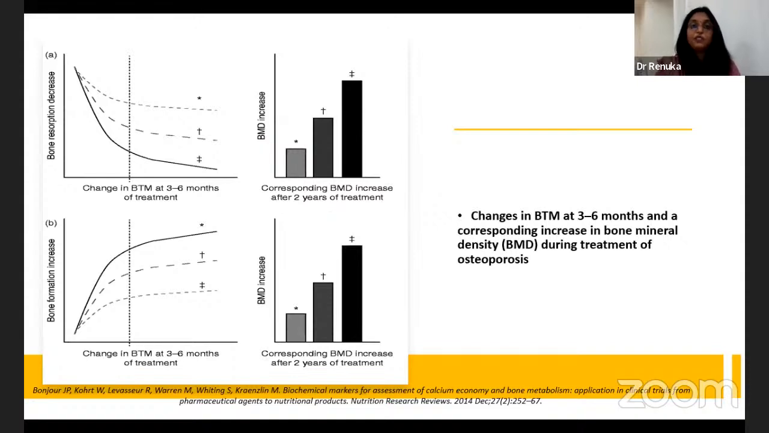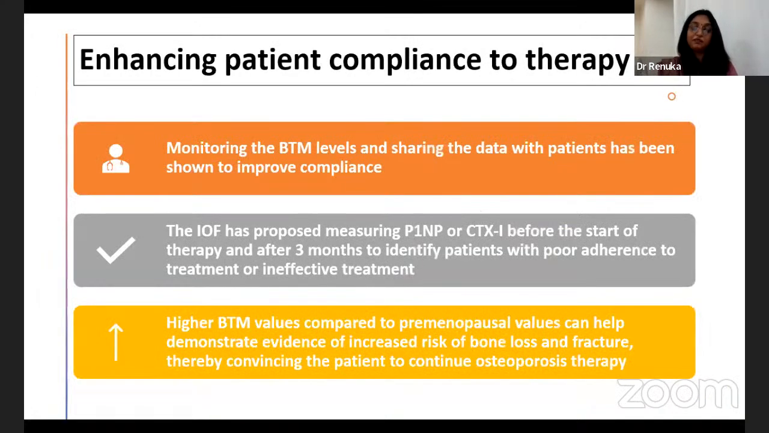What I would like to specify here is that the changes in the bone turnover markers happen at intervals of about 3 to 6 months, much earlier than the changes in the BMD, which is the commonly used investigation in the treatment of osteoporosis. So when you're monitoring the patient, the response seen within 6 months with the lab markers needs nearly 2 years to be reflected in the BMD or a DEXA scan.